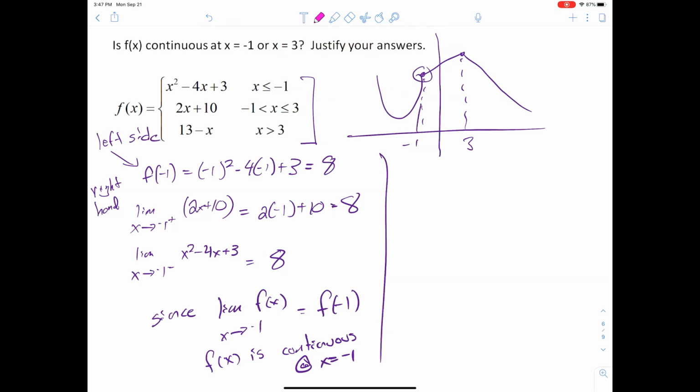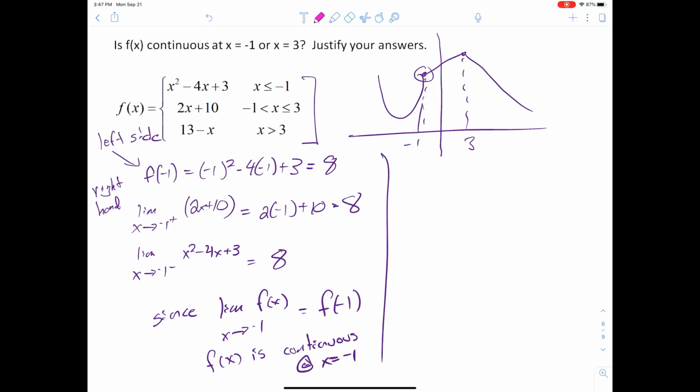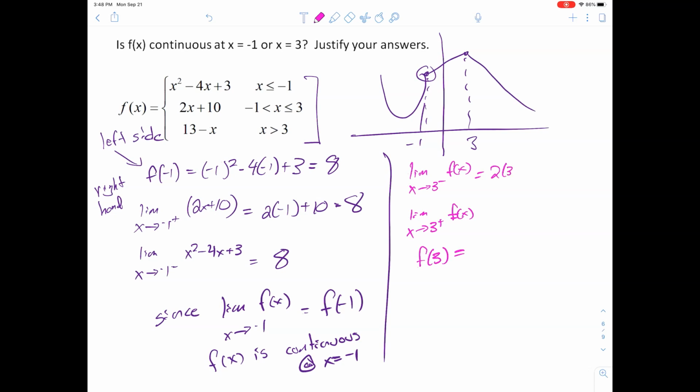The other one that we were asked to do was 3. So we want to look at, again, basically the left-hand limit, right-hand limit, and the function's value itself. So might as well start with the limits, just stay consistent. The limit as x approaches 3 from the left-hand side, the limit as x approaches 3 from the right-hand side. And we also want to figure out what the actual function's value is. And hopefully these things all match. Okay, so we're going to do this. Since we are coming from the left, we're going to use the 2x plus 10. So we have 2 times 3 plus 10, and we're just going to do direct substitution here.